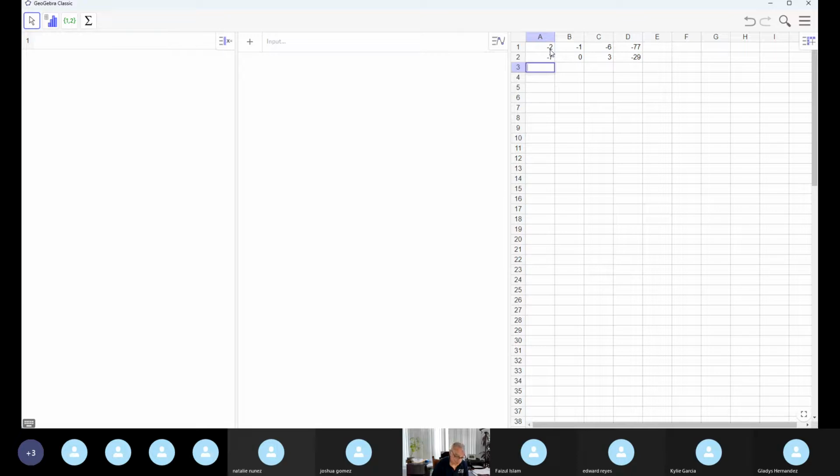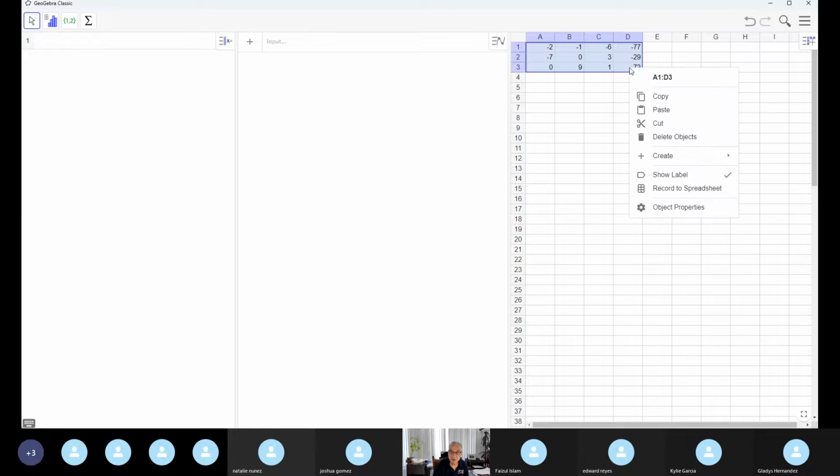Enter. Last equation, 0, 9, 1, and 72. Okay, this is my array of numbers. I select it, left click in the mouse, press now right click, and you create matrix.